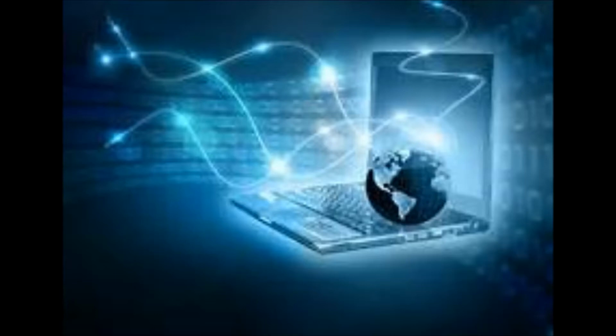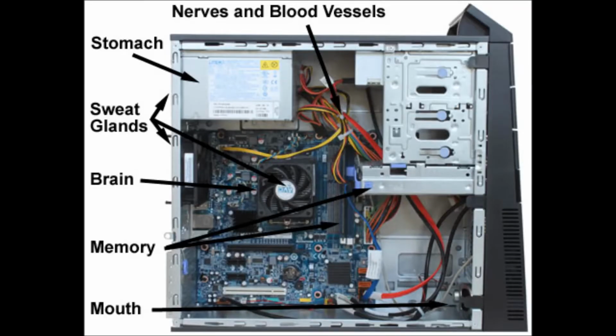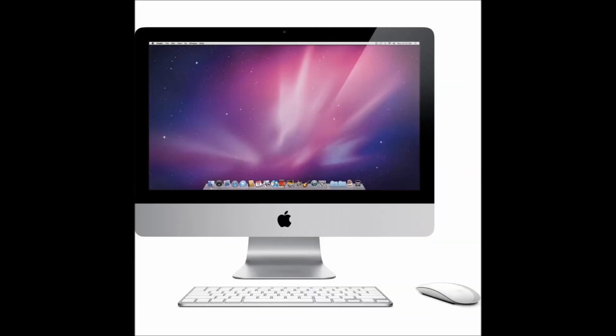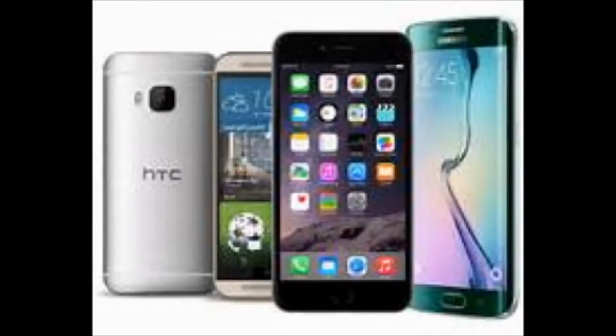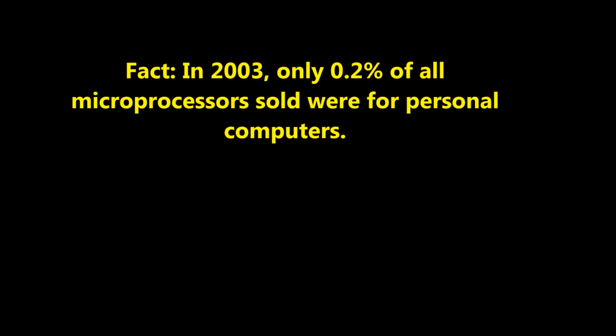When you imagine the term computer hardware, you probably think of the guts inside your personal computer at home or the one in your classroom. However, computer hardware does not necessarily have to do with personal computers. Instead, computer hardware can be found in automobiles, microwave ovens, CD players, DVD players, and even our phones. There's a fact that says in 2003, only 0.2% of all microprocessors sold were for personal computers.